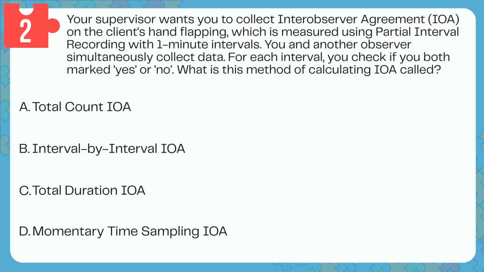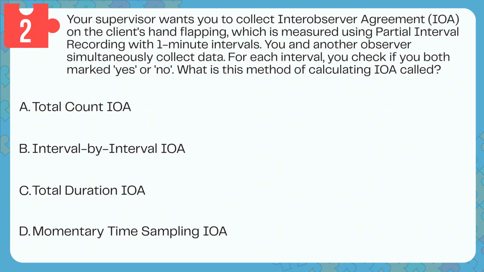Question 2. Your supervisor wants you to collect inter-observer agreement, IOA, on the client's hand flapping, which is measured using partial interval recording with 1-minute intervals. You and another observer simultaneously collect data. For each interval, you check if you both marked yes or no. What is this method of calculating IOA called?